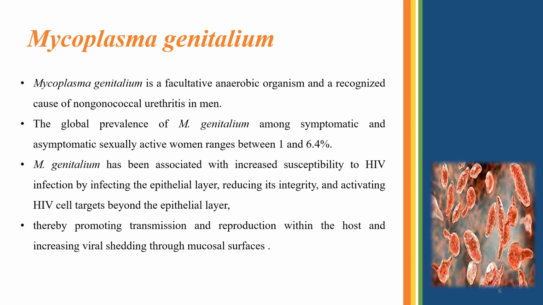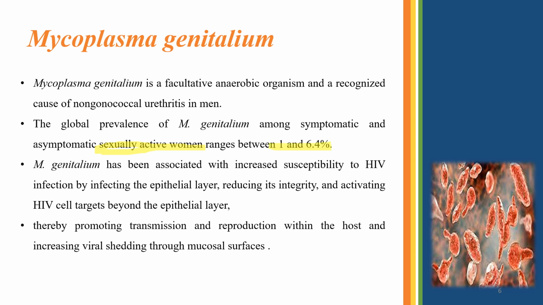The second cause of bacterial UTI we discuss today is Mycoplasma genitalium. Mycoplasma genitalium is a facultative anaerobic organism and a recognized cause of non-gonococcal urethritis in men. The global prevalence of M. genitalium among symptomatic and asymptomatic sexually active women ranges between 1 and 6.4%.